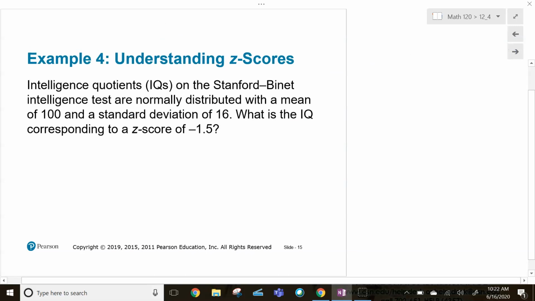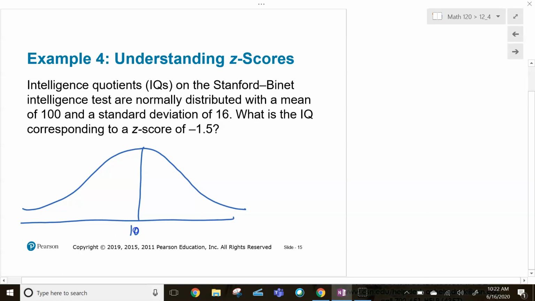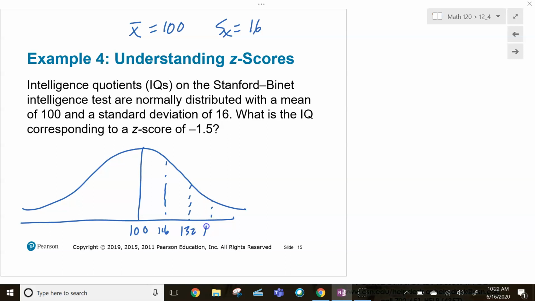All right, IQ tests. They're normally distributed with a mean of 100. So you've got a mean of 100 and a standard deviation of 16. So let's go up 16, 116. Let's go up 16, 132. Let's go up 16, 148. Let's go down 16, we got 84. Down 16, we got 68. Down 16, we got 52. Now that's a z-score of 0, that's a z-score of 1 standard deviation above the mean, z-score of 2, z-score of 3, z-score of -1, z-score of -2, z-score of -3.